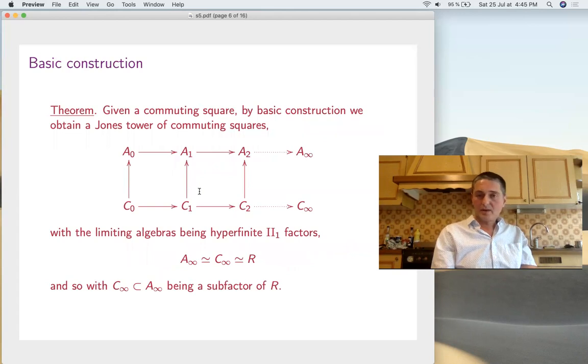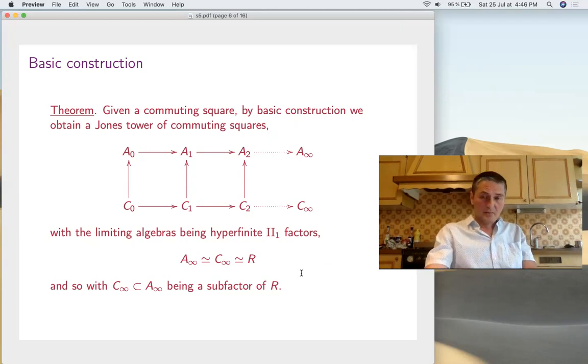Now, what you can do is relabel the square A0, A1, C0, C1, because I want the basic construction. Anytime you want to construct a Jones tower, it's better to relabel things. So this is the commuting square you start with, and by basic construction you get a whole tower of commuting squares. In the end, you get some algebras. If you close them, you get the hyperfinite factor R in both cases. So on the right, I get an inclusion of R into itself, a subfactor of the hyperfinite factor R, a very interesting object. So any commuting square in the sense of factor theory produces a subfactor of R.